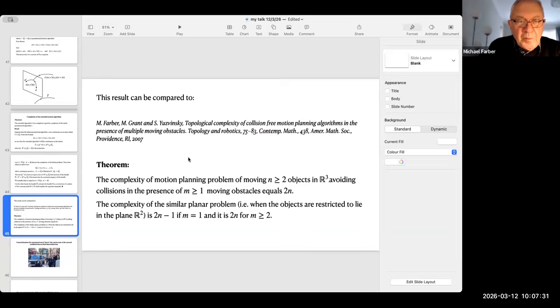So this result can be compared to the paper which Mark and Sergei Yuzvinsky and I had many years ago, and we were actually really surprised that the topological complexity in the case of moving obstacles is the same as the topological complexity of stationary obstacles. This theorem, which I just mentioned now, is a parametrized version of this theorem.